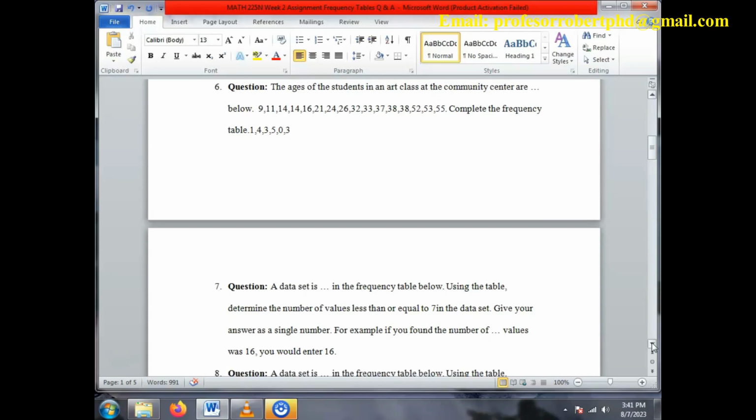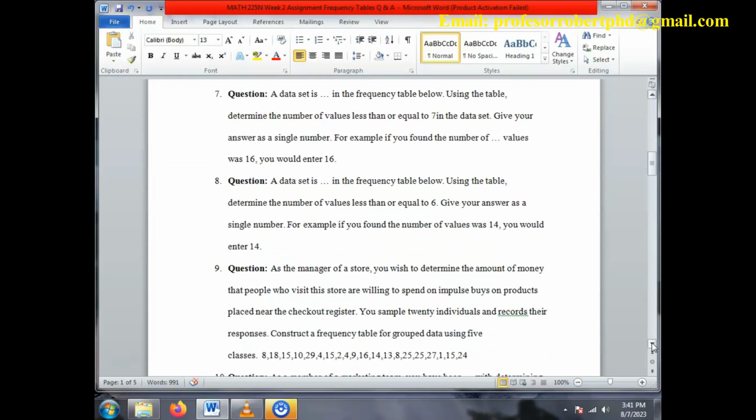7. Question. The dataset is in the frequency table below. Using the table, determine the number of values less than or equal to 7 in the dataset. Give your answer as a single number. For example, if you found the number of values was 16, you would enter 16. 8. Question. A dataset is in the frequency table below. Using the table, determine the number of values less than or equal to 6. Give your answer as a single number. For example, if you found the number of values was 14, you would enter 14.